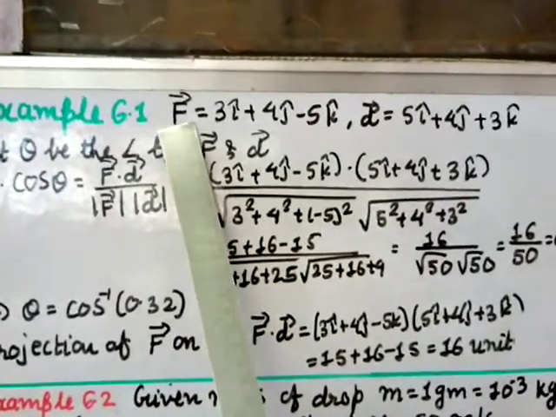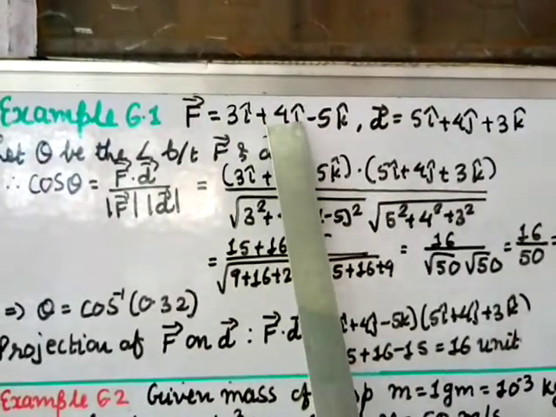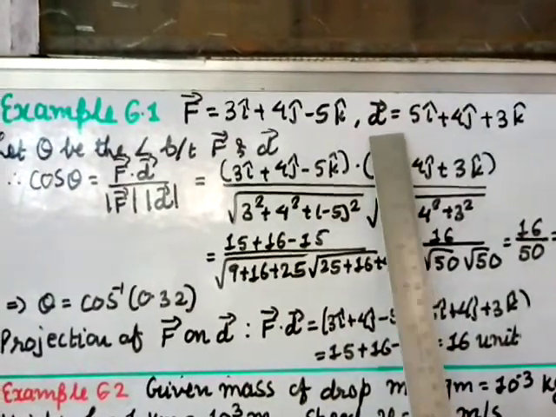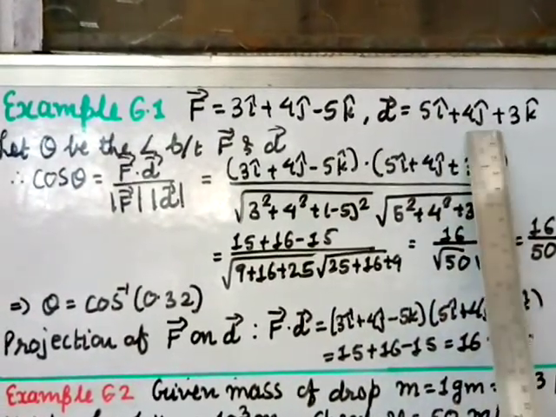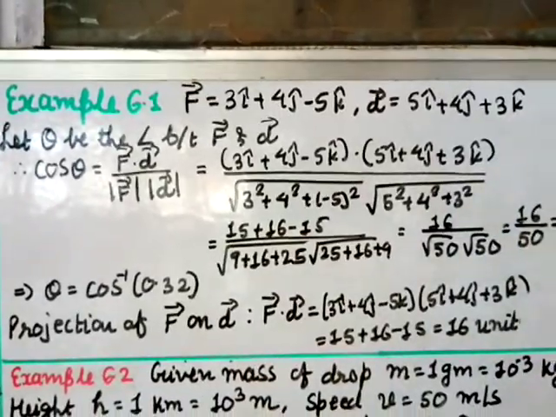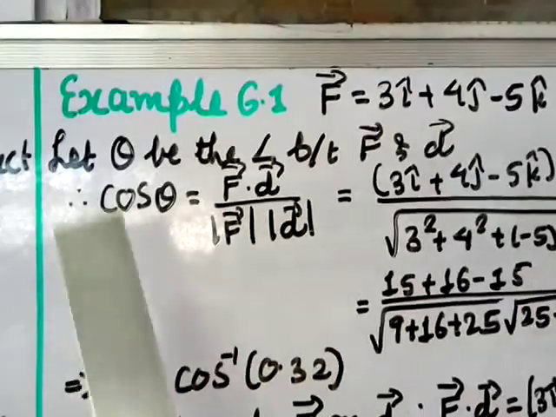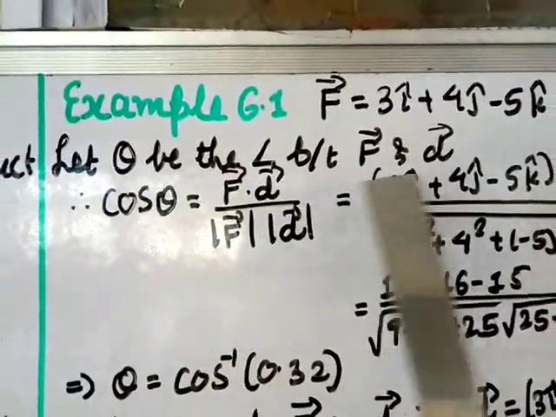Here the force is given to you as 3i cap plus 4j cap minus 5k cap. It is given in vector form, and the displacement D is given as 5i cap plus 4j cap plus 3k cap. This is also given as a vector. We have to find theta, the angle between F and D. So let theta be the angle between F and D.